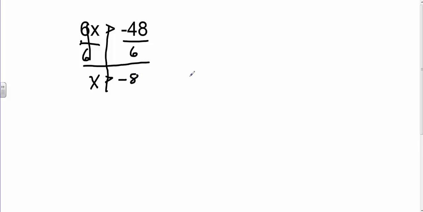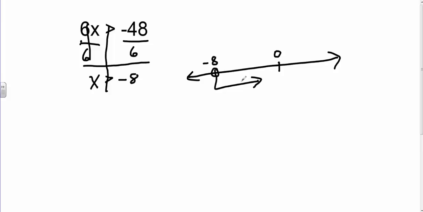And when we come over here and we graph that, we put 0 and we put negative 8 over here to the left because negative numbers are to the left. It says greater than, it does not say or equal to, so we put an open circle around the negative 8. And it says greater than, which indicates to the right. So we indicate to the right, and we've graphed 6x is greater than negative 48.